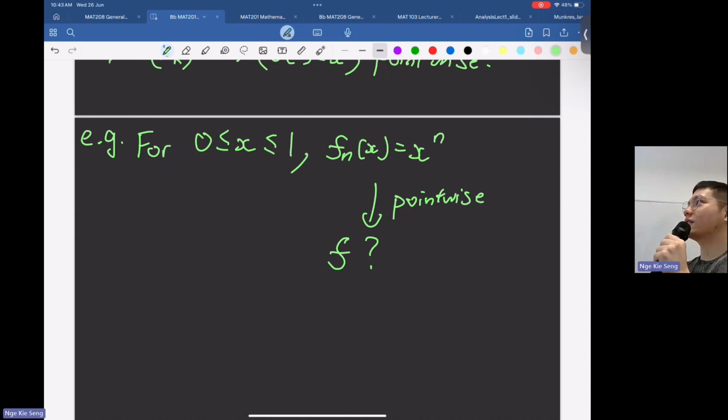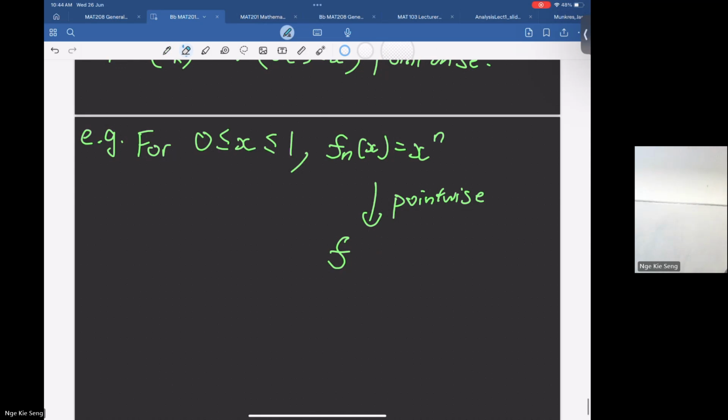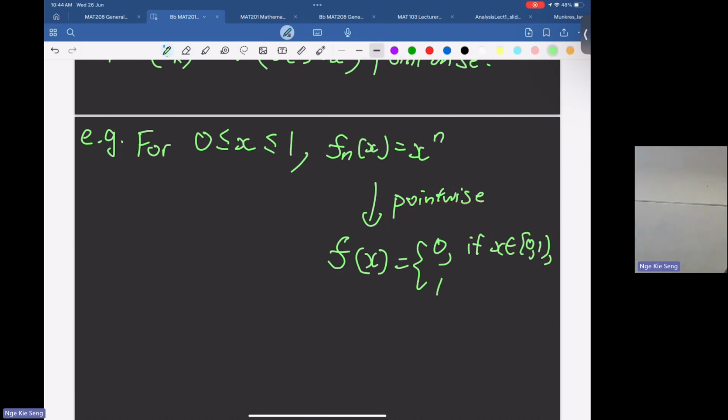So what is f? Can you guess what f is from this observation? Good, very good. So f(x) should be equal to 0 if x is in [0,1), and 1 if x equals 1. So the problem is how to show this pointwise.